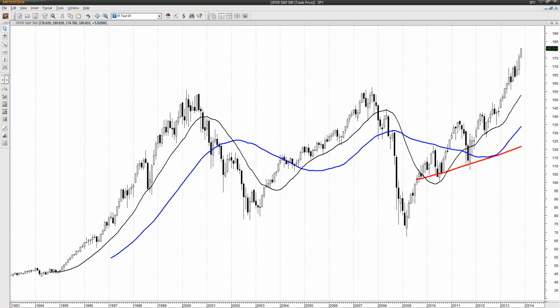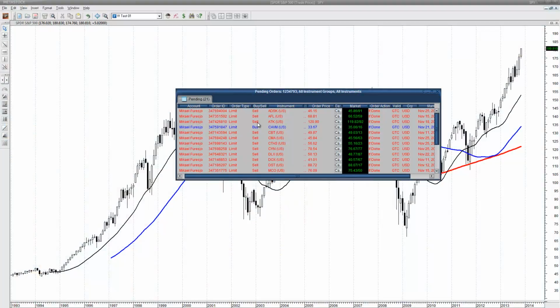That was the last, and this is the list. Autodesk short sell at 46.15, Aflac 68.81 short sell, Agilent 120.90 short sell. Only long limit order is KVM 33.67. KVM 33.67, that's the only long order.